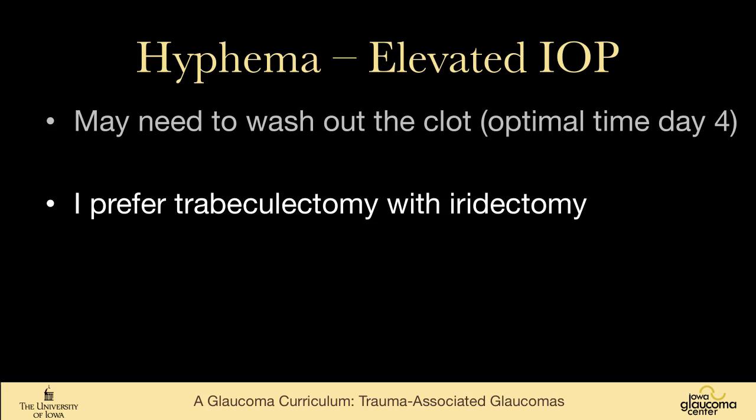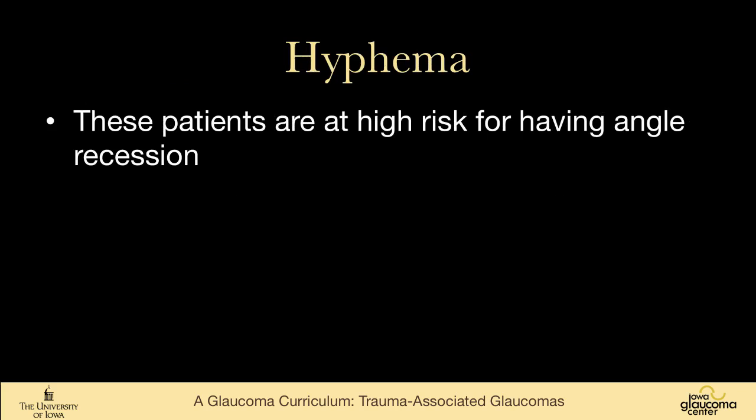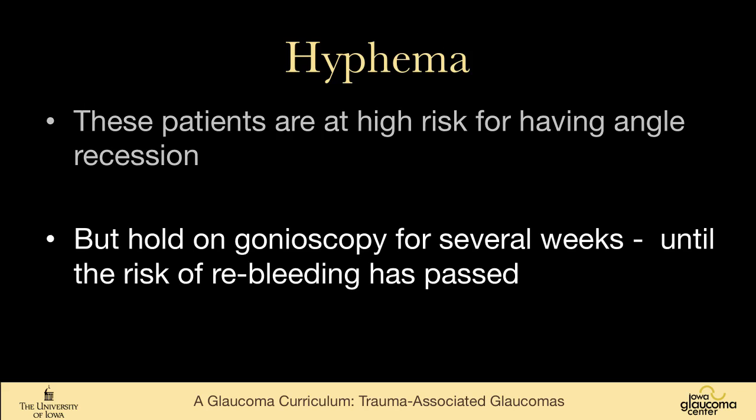And so there is an element of pupillary block in some of these patients, and doing an iridectomy can relieve that pupillary block. And when I've done iridectomies in these patients, there's also often a gush of aqueous that comes forward. These patients are at high risk for developing angle recession, but I would not do gonioscopy on them for several weeks until the risk of rebleeding has passed.